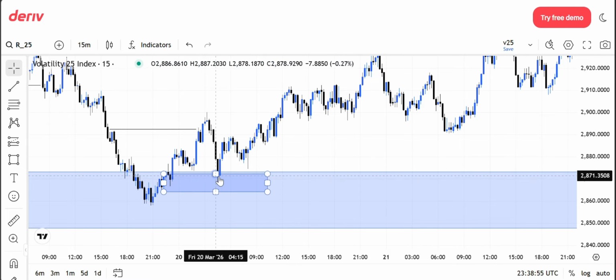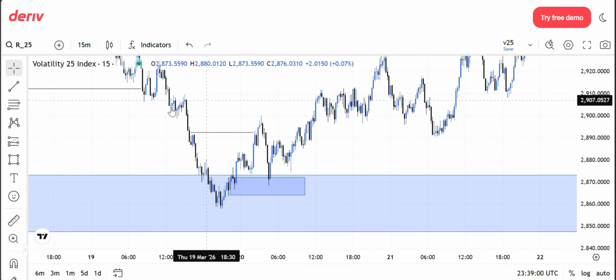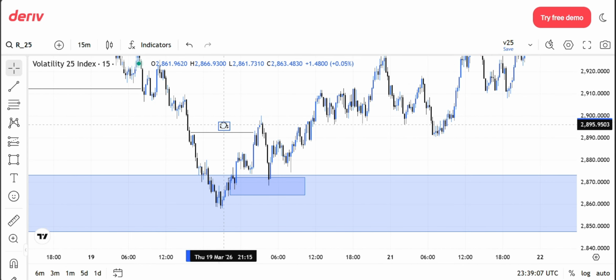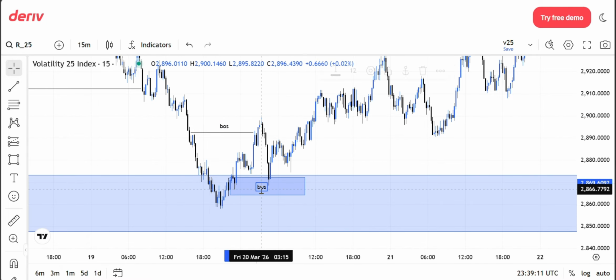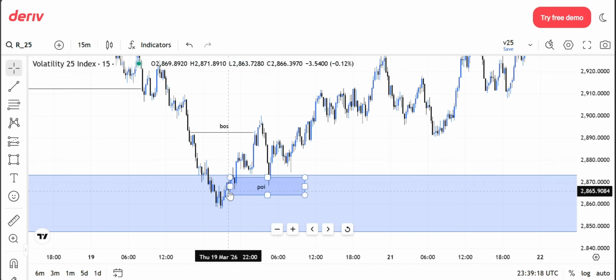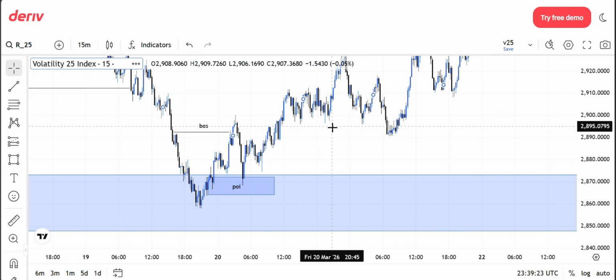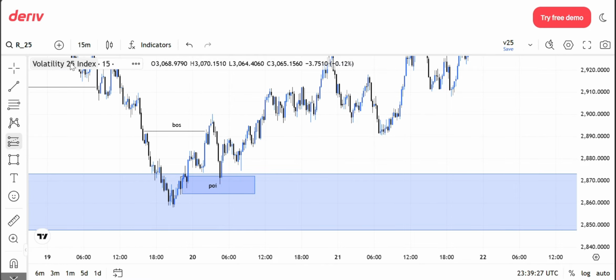Okay, so we waited for price. So this broke structure. So this is the break of structure. We can label it here, BOS, break of structure. So this is a point of interest. So now this becomes our POI. That's a point of interest. So after price broke structure, we waited for price to tap into that same zone before we buy. So this is where we would have put our entry, our long.